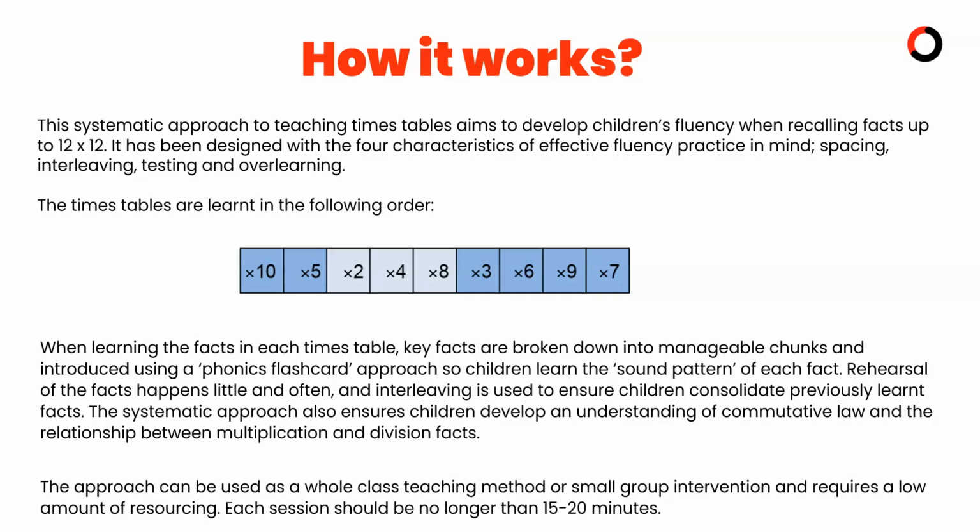Rehearsal of the facts happens little and often, and interleaving is used to ensure children consolidate previously learnt facts. The systematic approach also ensures children develop an understanding of the commutative law and the relationship between multiplication and division facts. The approach can be used as a whole class teaching method or as a TA intervention and requires a low amount of resourcing as all the resources are included in the folder. Each session should take no longer than 15 to 20 minutes.